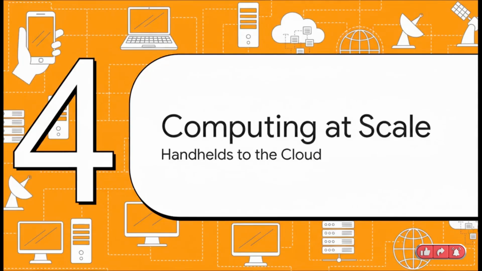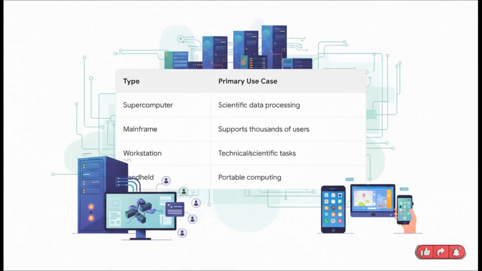So we've built our computer, we've connected it to the global network. Let's zoom out one last time and see how these basic ideas are used to create all the different types of computer systems we have in the world today. Right, because computing power is definitely not one size fits all. At the very top, you have supercomputers, these massive machines built for huge scientific jobs. Then there are mainframes, which are the workhorses for big organizations that need to support thousands of people at once. A workstation is kind of like a desktop PC on steroids for intense technical work. And of course, you have handhelds, like the incredibly powerful computer sitting right in your pocket.